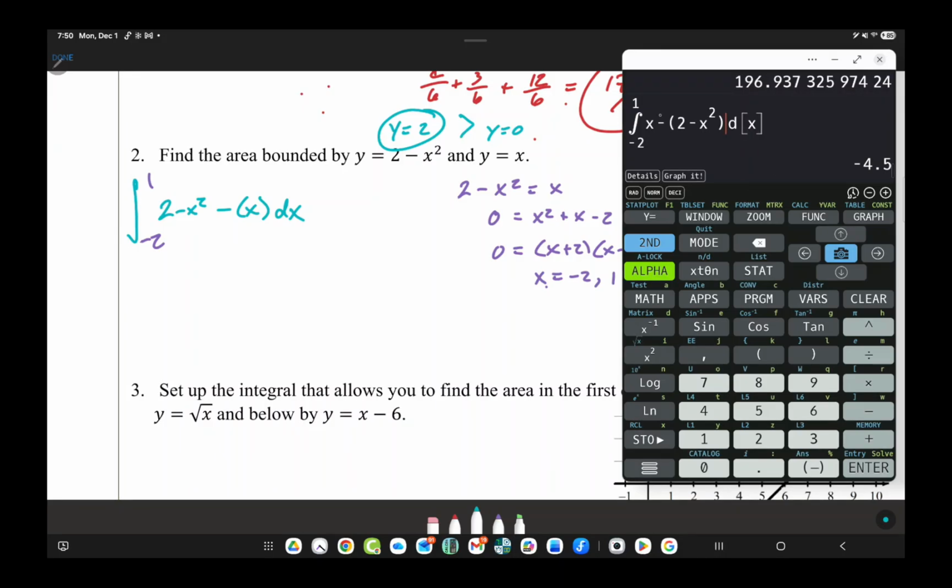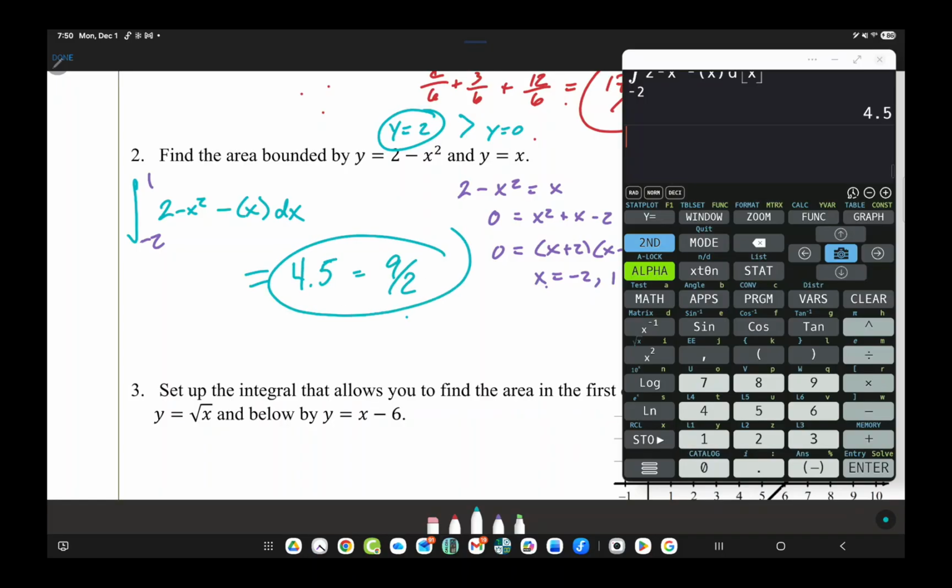So if you change this and write this as 2 minus x squared minus x, you get the same answer but positive. So this equals, again, 4.5 is fine. You can write it as 9/2 if you want. I don't care which way you write that, but there it is.